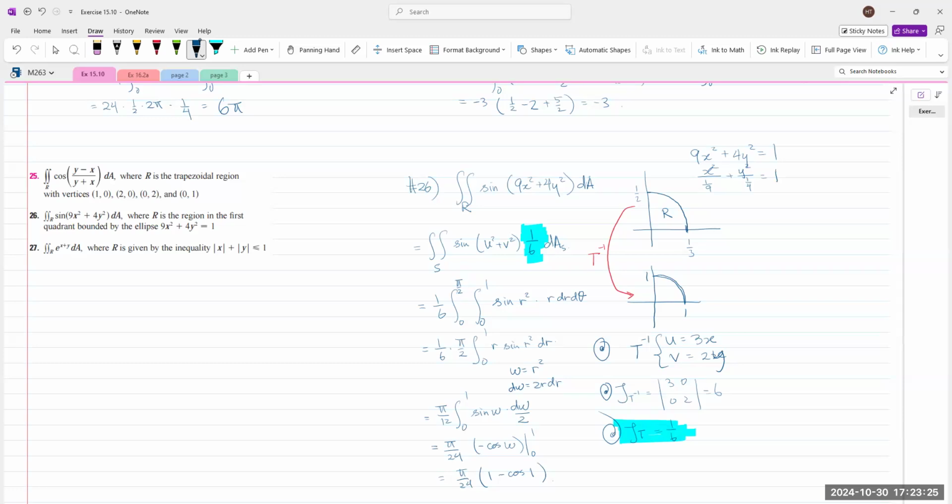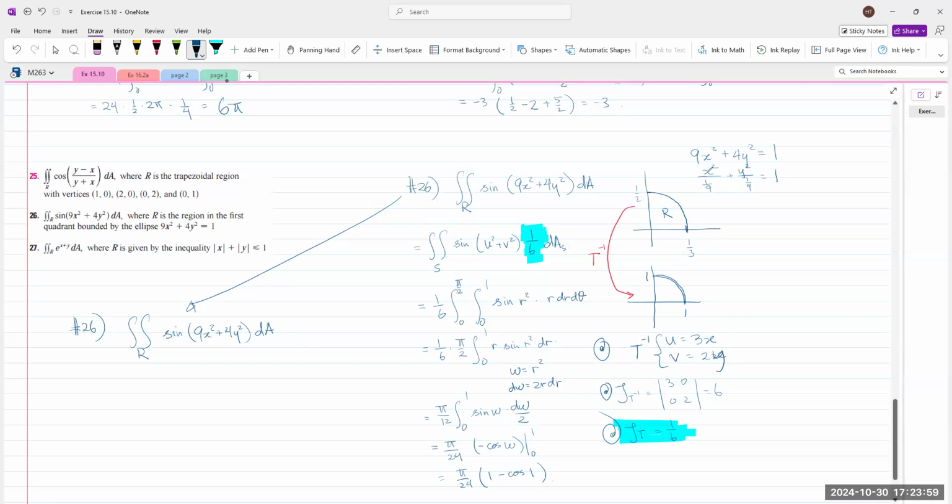Okay. Now we may come up with another transformation. Remember I told you that the transformation is not unique. Another way. Let me do it here. Number 20. I suddenly just realized that we don't need to make it the unit circle. We can, but you don't have to. If you take a look at the integrand of sine of 9x squared plus 4y squared dA, you may want to use this substitution instead.